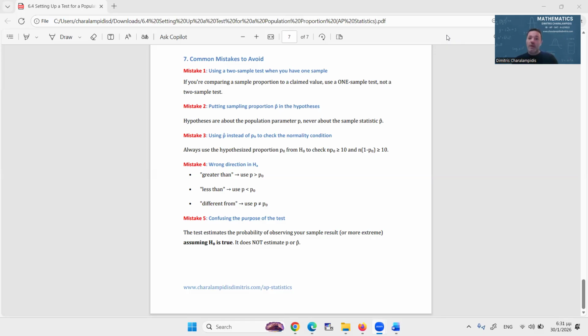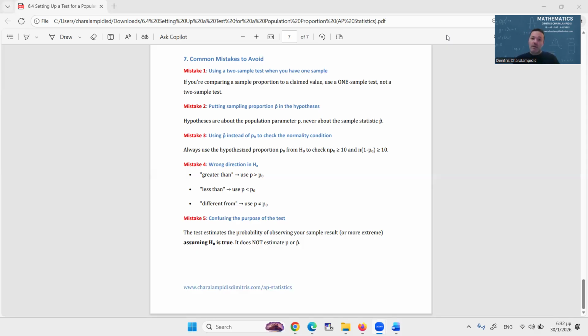Mistake number one, using a two sample test when you just have one sample. Sorry, but it makes you feel weird. If you are comparing a sample proportion to a claimed value, you must only use a one sample test, not a two sample test. Where did you even get the second sample from?